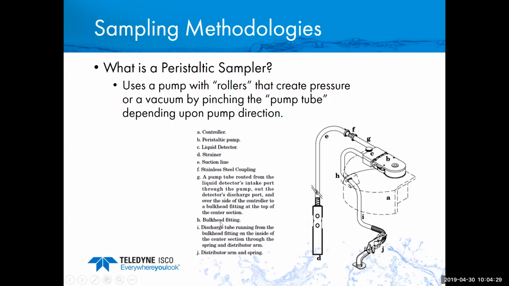G is the actual pump tube, and that's one continuous piece of tubing, routed through the pump like this and then out into your sample bottle. There's usually a bulkhead fitting that it goes through from the outside of the sampler to the inside, and then into your bottle. From the inside of that bulkhead to your bottles or through your distributor arm is what we call the discharge tube. Depending on if you have a composite, which is a single bottle, or multiple bottles, you may have a distributor arm, or the tube may just run directly into the bottle.